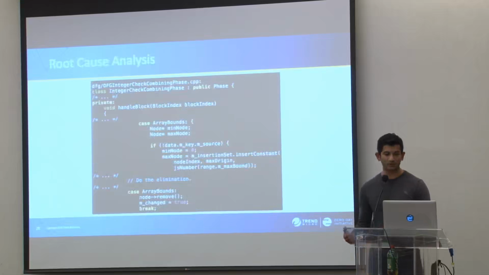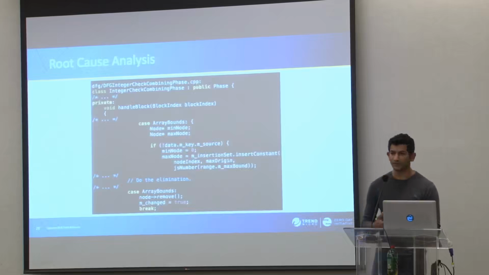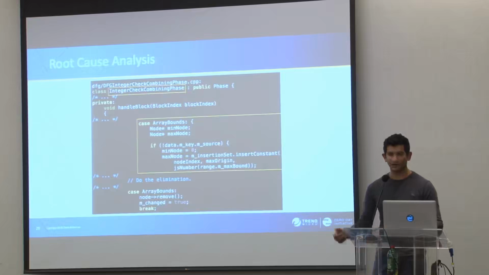Looking a little bit more at what's going on, I'd mentioned that the DFG engine performs array bounds check removal. That happens in a phase called the integer check combining phase. What happens is it'll see that there are some array bounds being accessed, and it'll try to build up a list of minimum nodes and maximum nodes. Then if necessary, it'll delete nodes where they're redundant or superseded by another index.